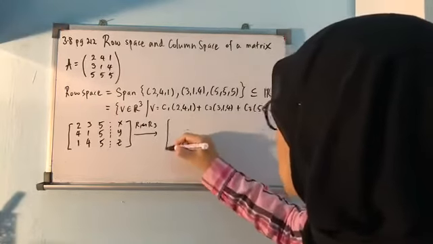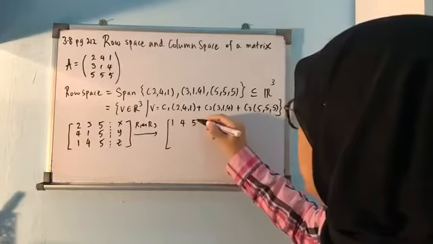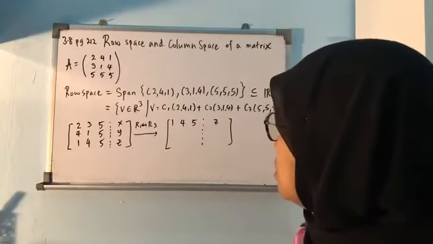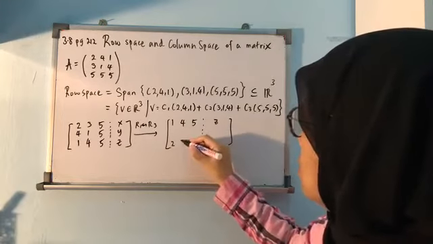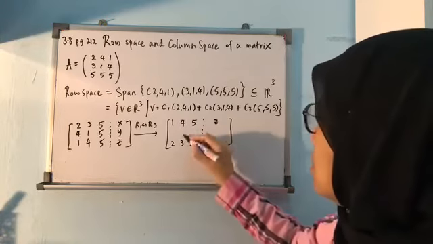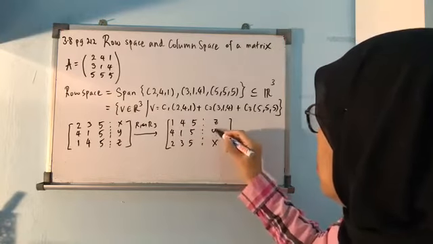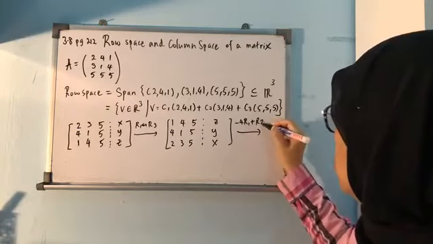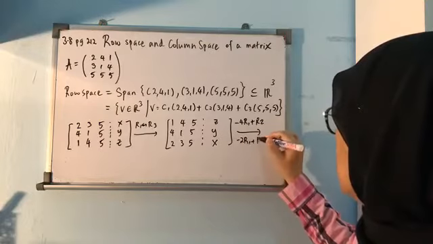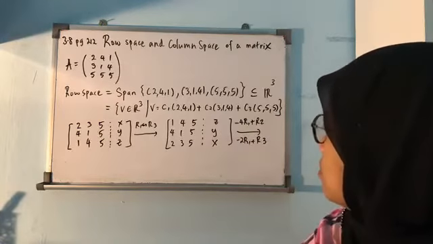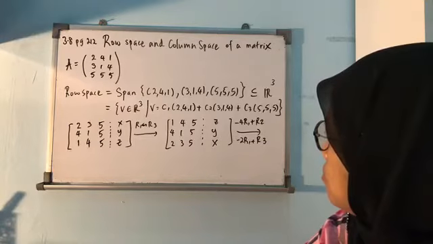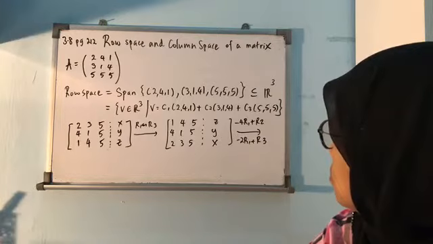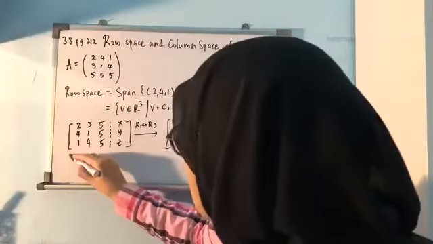Okay. So we have 1, 4, 5, Z. Just change, right? 2, 3, 5, X. 4, 1, 5, Y. Okay, so negative 4 R1 plus R2, negative 2 R1 plus R3.